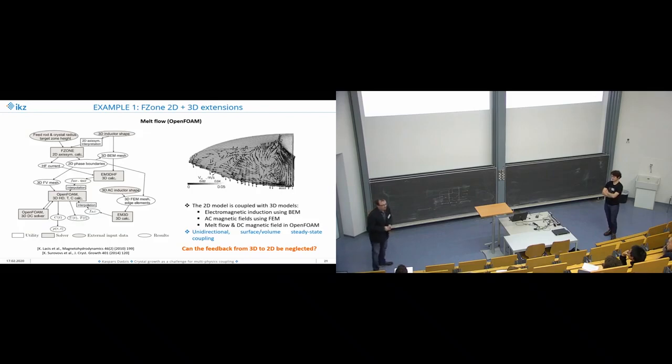Which OpenFOAM solvers do you use there? This is not work done by me, but they used incompressible fluid flow calculations. And for the magnetic field, for DC fields, they needed to solve a potential equation in the volume. But it's basically incompressible flow. These other codes are again in-house codes, these 3D codes. For these, you also need some open source alternative, like Elmer, maybe, if you invest some work in Elmer.